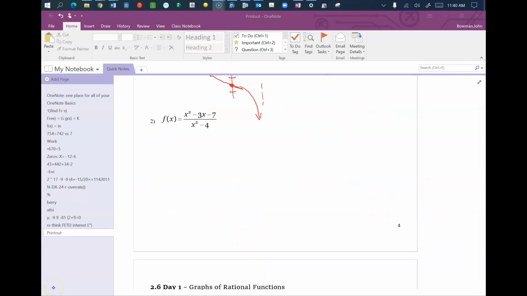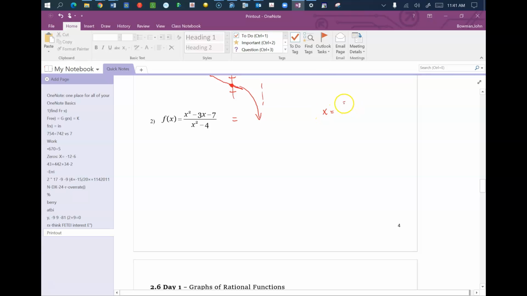All right, for our last example here, this one's a bit challenging because if you look at the numerator, you will see that x squared minus 3x minus 7 is not factorable. So finding the zeros is going to be a little more challenging. Finding the x-intercepts is going to be a little more challenging. We're going to have to use the quadratic formula on that. So let's start with that.